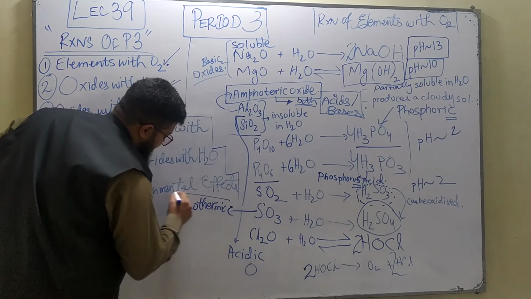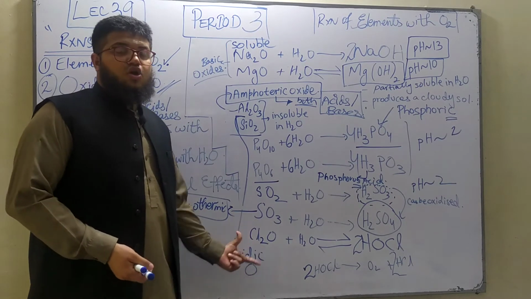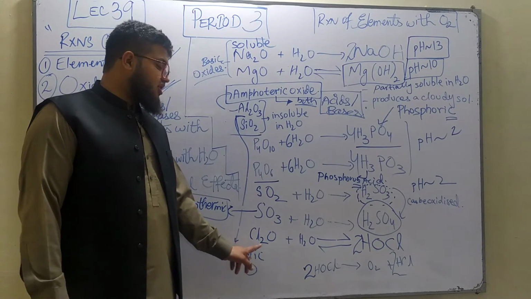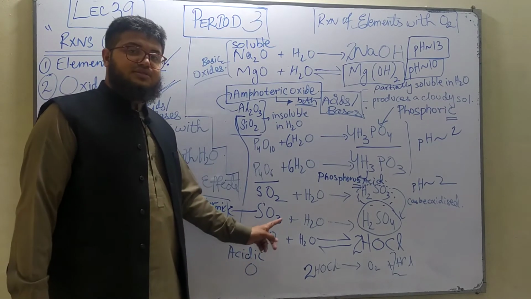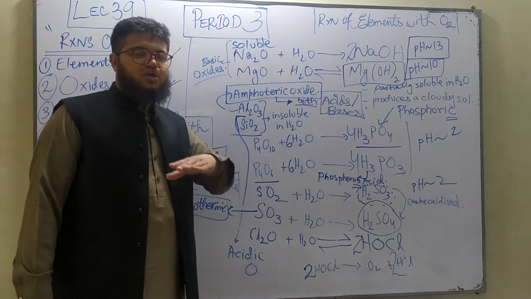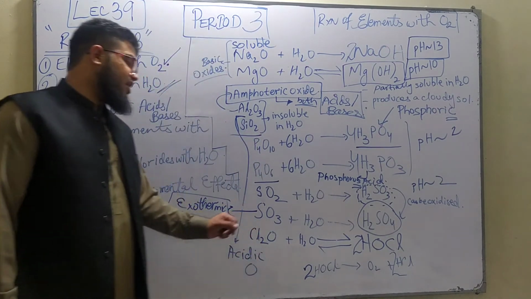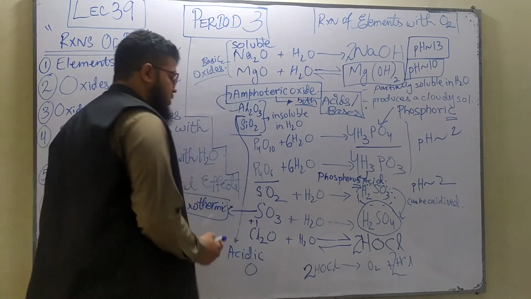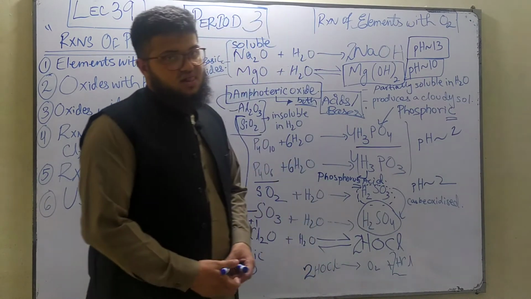Exothermic reaction. Then coming to Cl2O, this is called chlorine(I) oxide. Why chlorine(I) oxide? Because the oxidation state of chlorine over here is +1, and you can calculate that: 2x plus (-2) equals 0, so x equals +1. The -2 goes to the other side, becomes +2, divided by 2 gives +1. So the oxidation state of chlorine here is +1. When it dissolves in water, it produces HOCl.